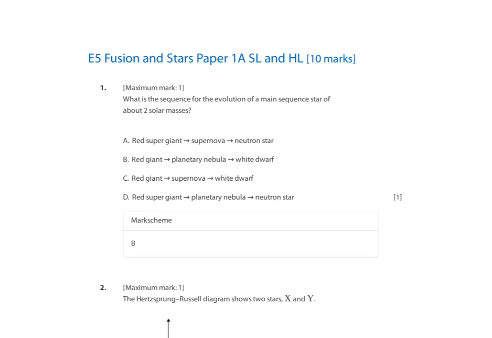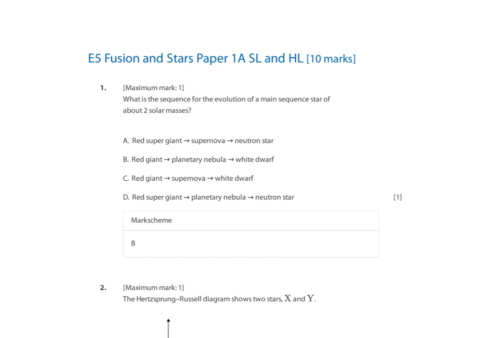So this video is for E5 Fusion and Stars, the paper 1A questions. There were only a handful of HL questions, so I threw in SL and HL, and it still only gave me 10 questions. I think it's based on what's available in the specimen tests and the examples. Anyway, the first question is about the sequence of the evolution of a main sequence star of about 2 solar masses, which is about the same as our sun.